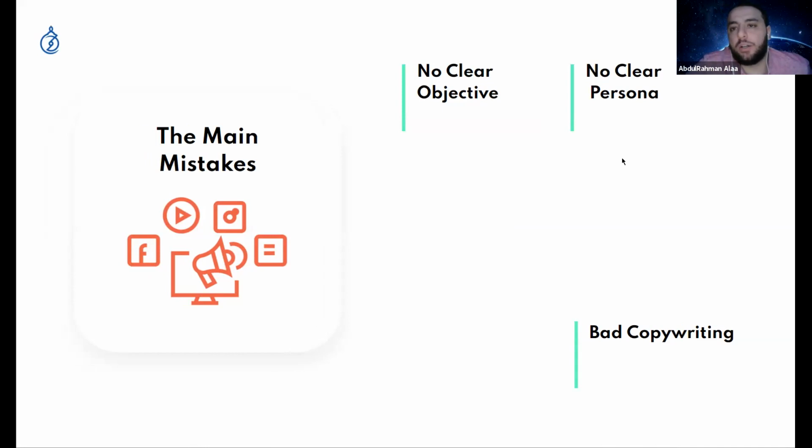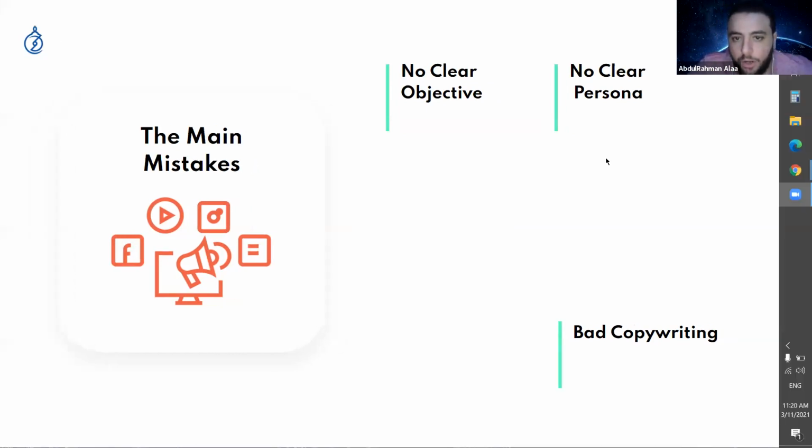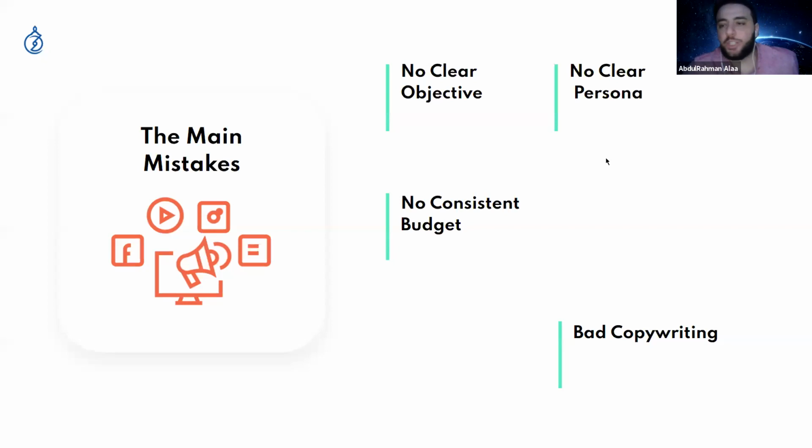So what else? No consistent budget. People go to Facebook with $1,000 or $2,000 and then spend it, and then they judge Facebook. They say, no, Facebook is not a platform for me, Facebook is not good for my product or my service, and that's not true. If you go to Facebook with a plan, things are going to be easy, and you need to have a consistent budget, a 3 months or 6 months budget, not 1 month's budget.